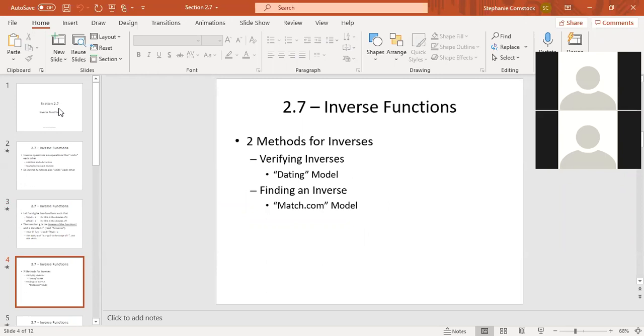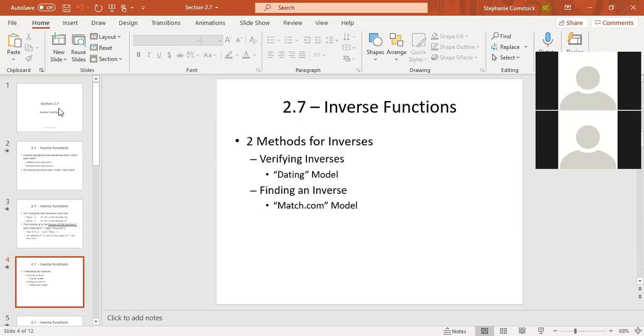Verifying inverses is kind of like dating. So I've got Fred, and Fred is looking for his math soulmate. He is looking for his inverse. So Fred is going to go out with Susanna, and he realizes that it doesn't work. He's going to go out with Trisha, and he realizes it's not going to work. And then he goes out with Ginger. It's really trial and error. You're just going to put them together and see if they work.